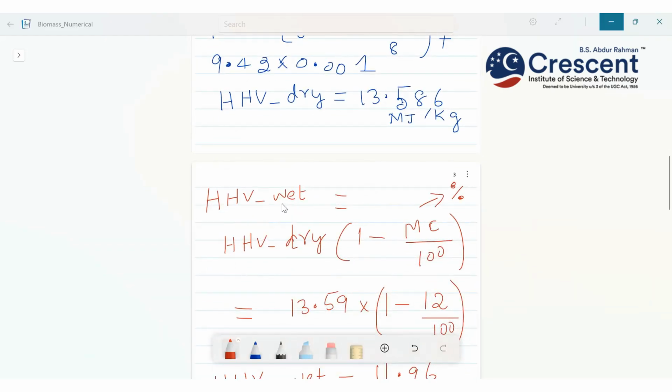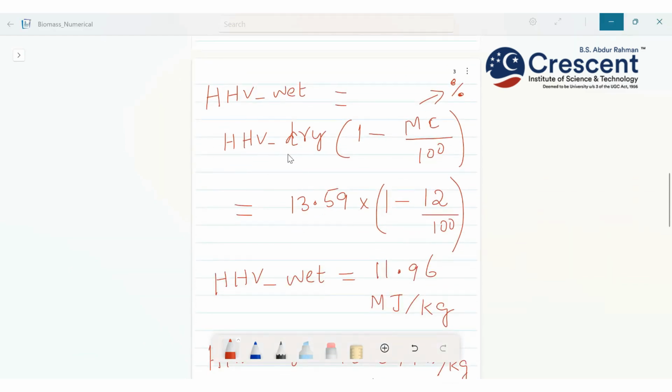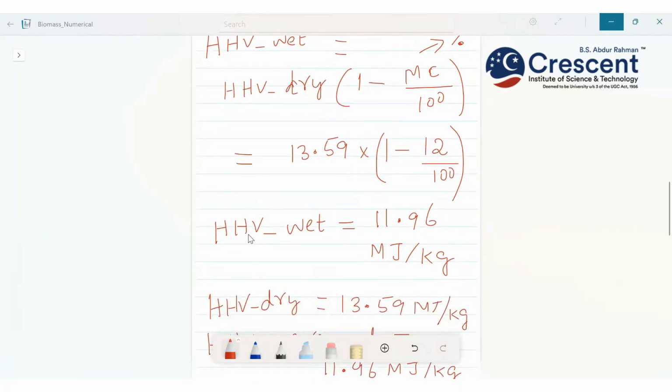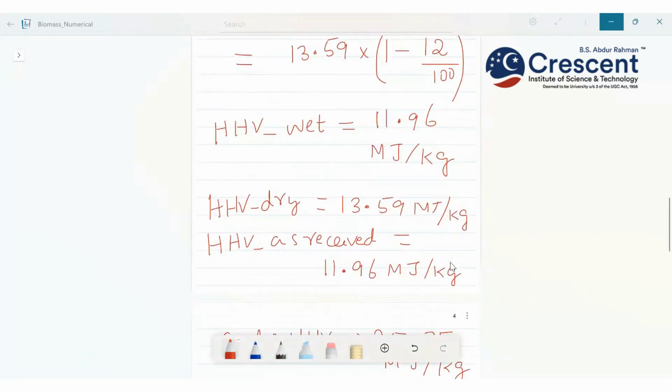So now we are supposed to find HHV on wet basis. So this is the formula. So we substitute 13.59, which we found earlier, times 1 minus. Remember here moisture content we have to substitute as a percentage. Okay. So 12 by 100. So HHV on wet basis is 11.96 megajoules per kg.